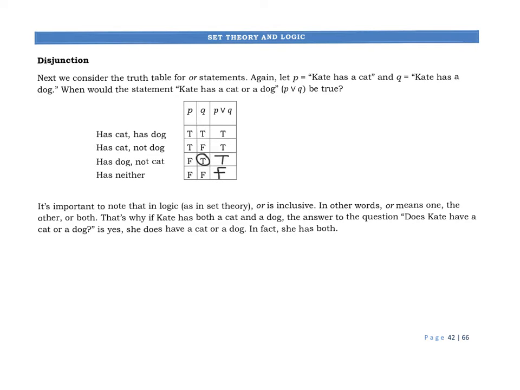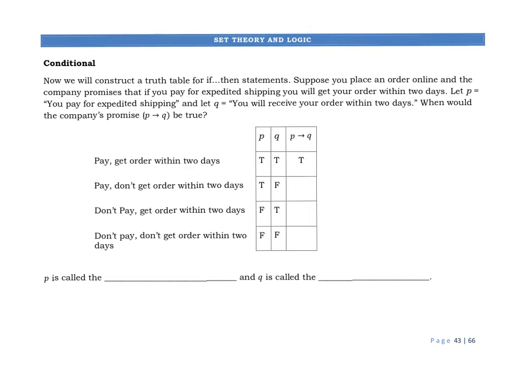So it's important to note that in logic, as in set theory, or is inclusive. In other words, or means one, the other, or both. That's why if Kate has both a cat and a dog, the answer to the question, does Kate have a cat or a dog, is yes. If she does have both, that's part of it.